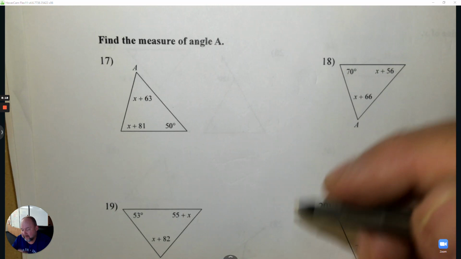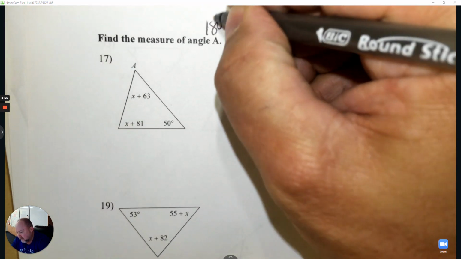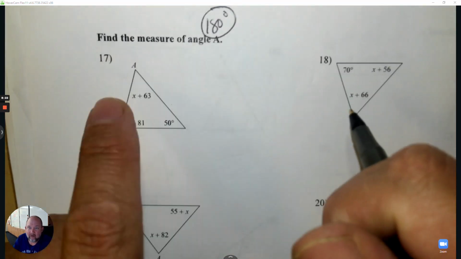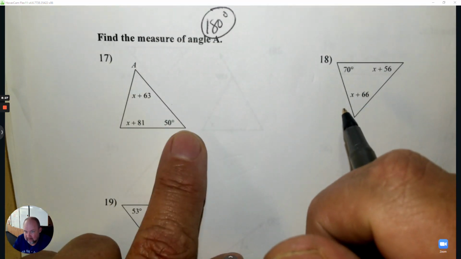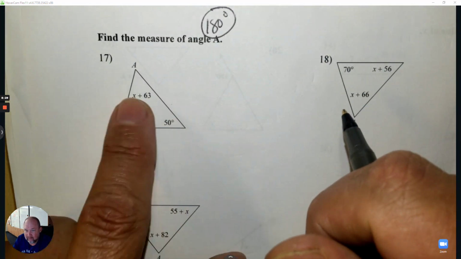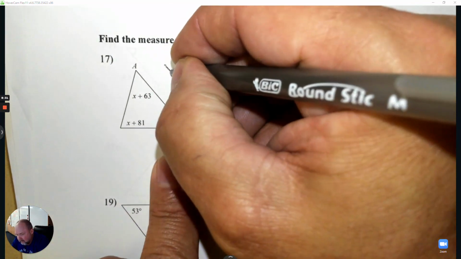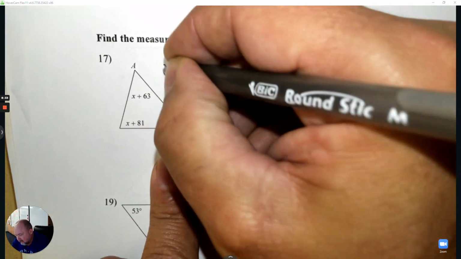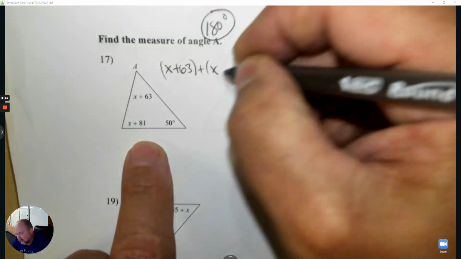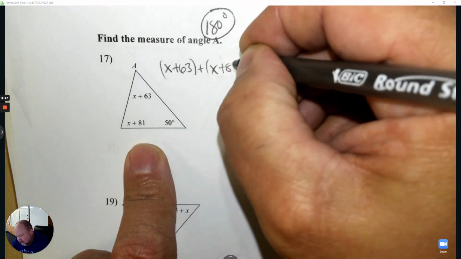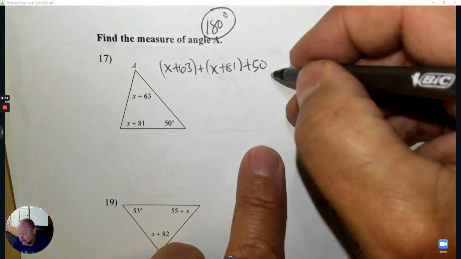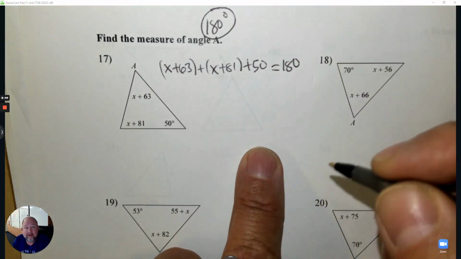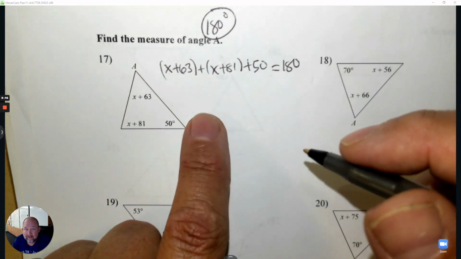Now, this is asking a similar question. We still need this understanding that all the angles add up to 180. But this time it's algebra that you're given. So we're going to take all three of what we're given and add them. So we have x plus 63, we have x plus 81, and 50. So we're going to add them all up, and we know it equals 180. Then we're going to combine like terms and solve it.